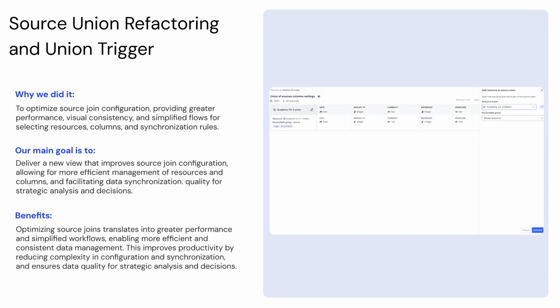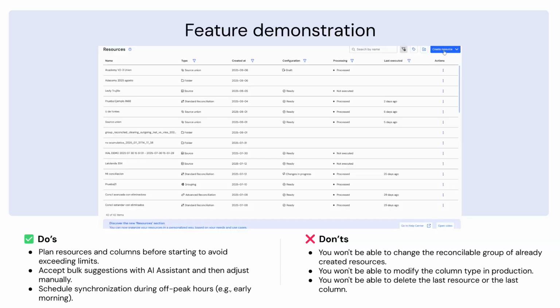And finally, we decided to refactor the view for configuring unions. Currently, when you configure a union, there's a specific interface you use, for example, when you choose which columns you want to include in the union or which data sources you want to merge. As of today, that view looks a certain way. What we decided to do was refactor that view to improve both the user experience and performance.